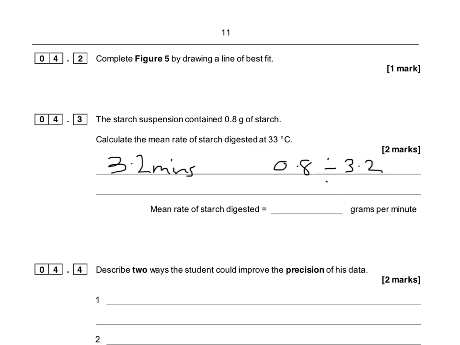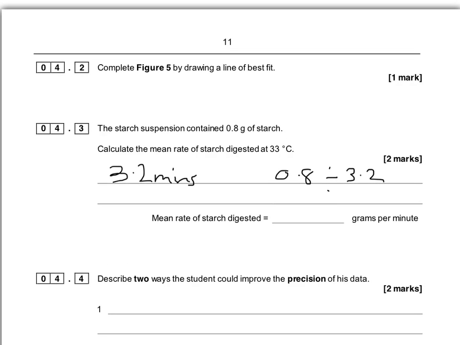To answer 4.3, the starch suspension contained 0.8 grams of starch. Calculate the mean rate of starch digested at 33 degrees C. You've got to go back to the graph and work out how quickly starch is digested at 33 degrees C. On my line of best fit, it takes 3.2 minutes to digest the starch, so I'm going to do 0.8 divided by 3.2, and that gives me the answer of 0.25. Your answer might differ slightly because it depends on your line of best fit.